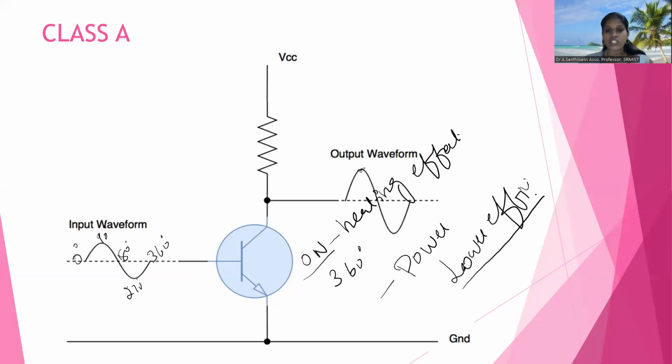So what is the advantage of the class A amplifier? It processes the entire input signal. There is no distortion here. Two advantages: it processes the entire input signal, and there is no distortion. What is the drawback here? There is a heating effect because of processing the entire time. Full time it is in on condition, and it has a lower efficiency because of processing the entire input signal. So that drawback is rectified in the class B amplifier.